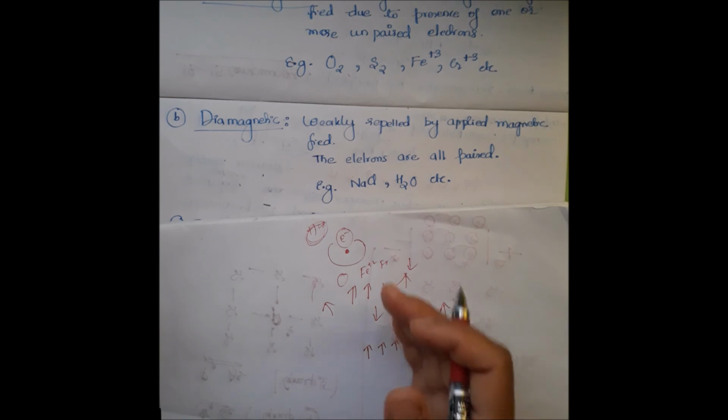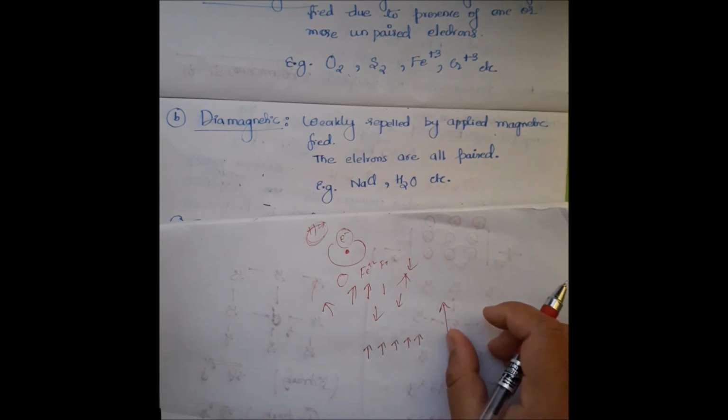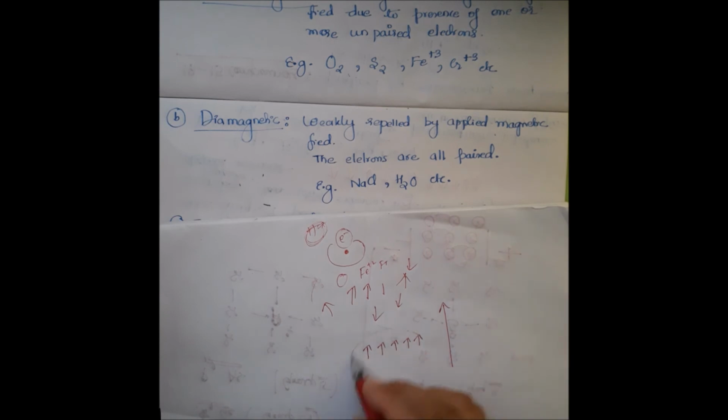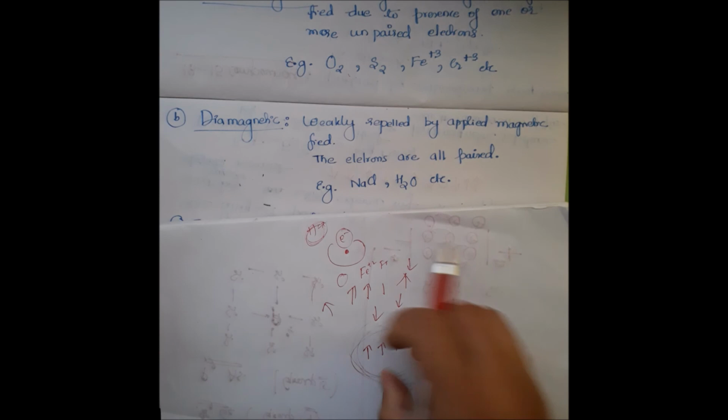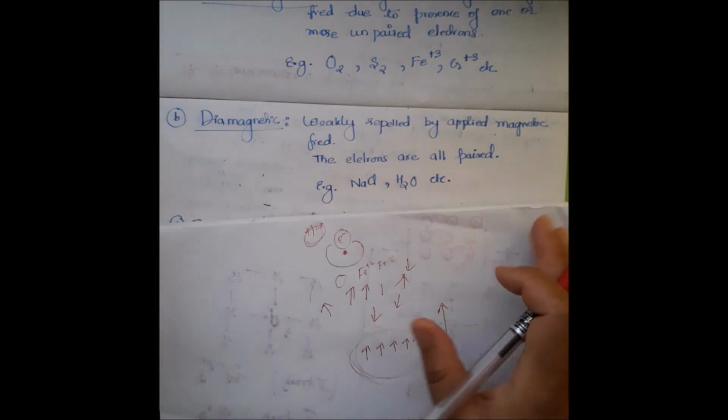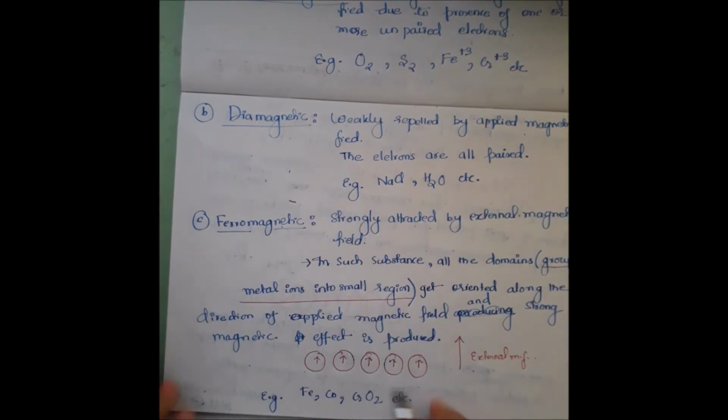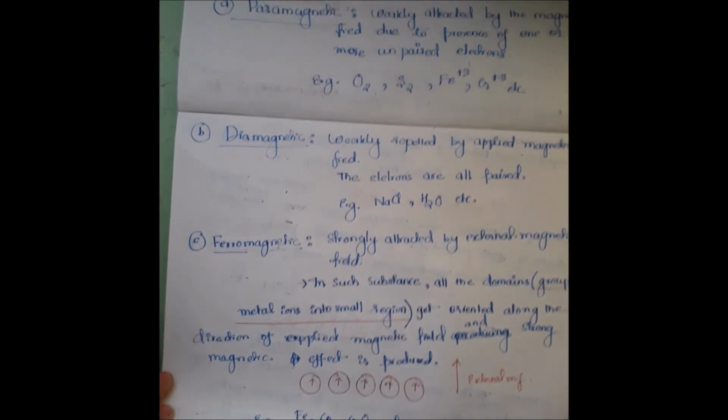For that reason they are strongly attracted by the magnetic field. Even when the magnetic field is removed, for a certain period of time the spins remain aligned like this. Because of that, even after removal of the magnetic field, they behave like a permanent magnet. Examples are iron, cobalt, chromium oxide, etc.